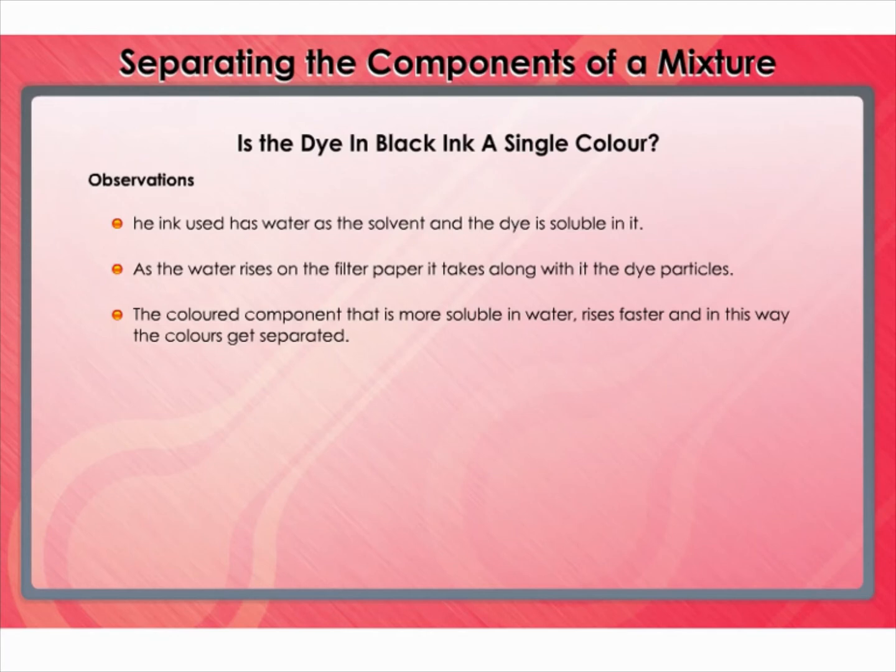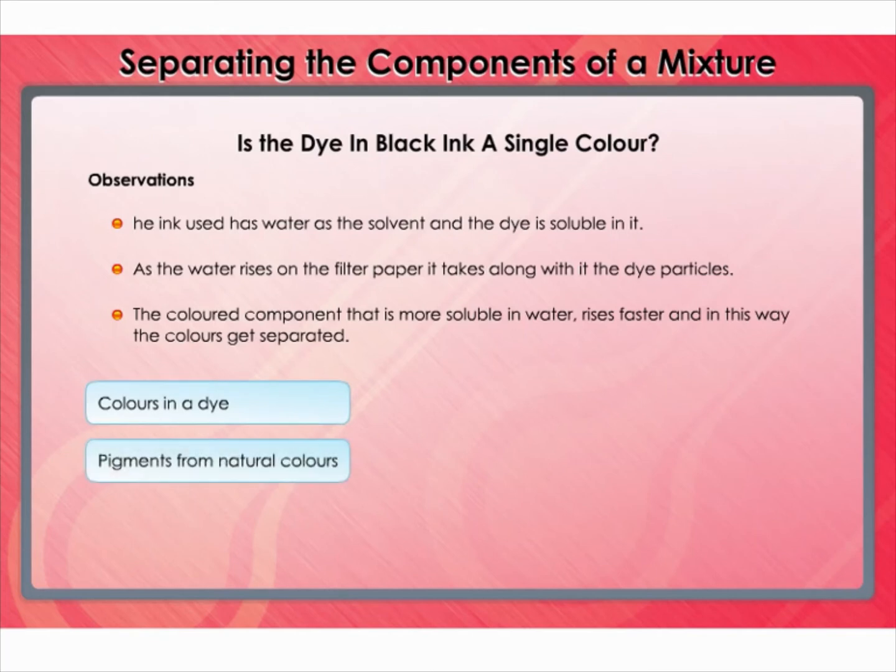The process of separation of components of a mixture in this way is known as chromatography. Chroma, in Greek, means color. This technique was first used for separation of colors, so this name was given. Chromatography is a technique used for separation of those solutes that dissolve in the same solvent. Its applications include separating colors in a dye, pigments from natural colors, and drugs from blood.